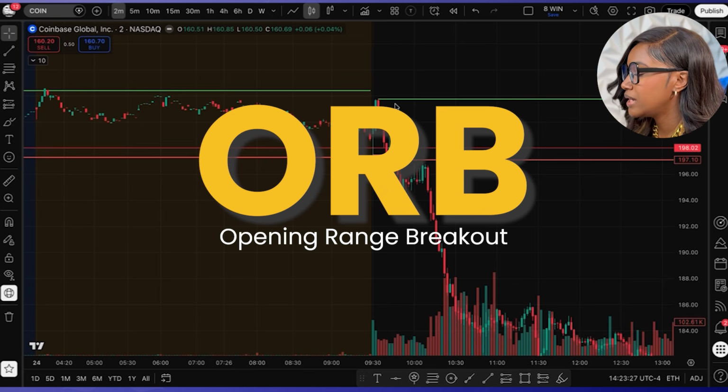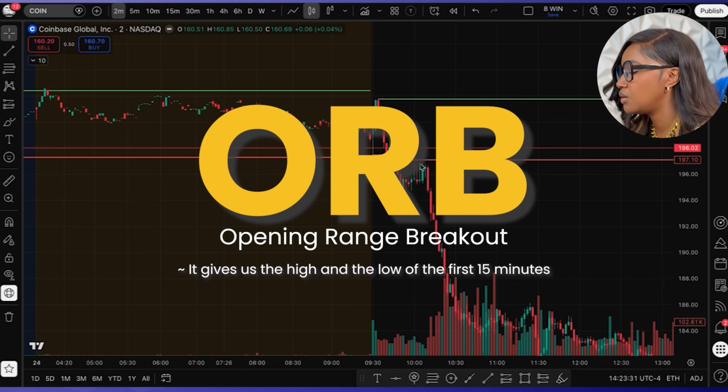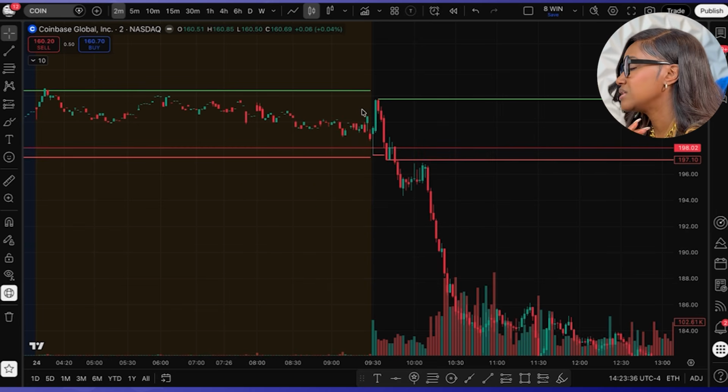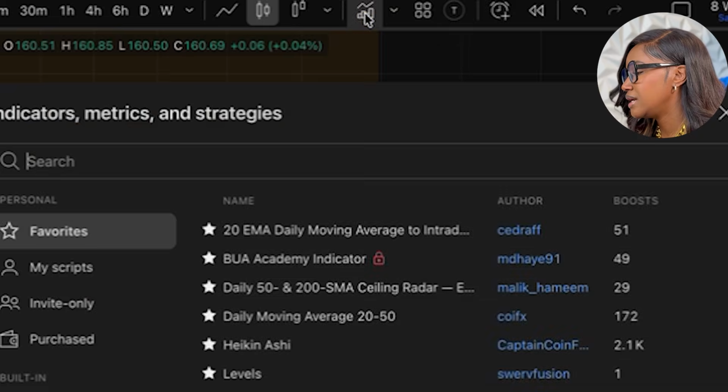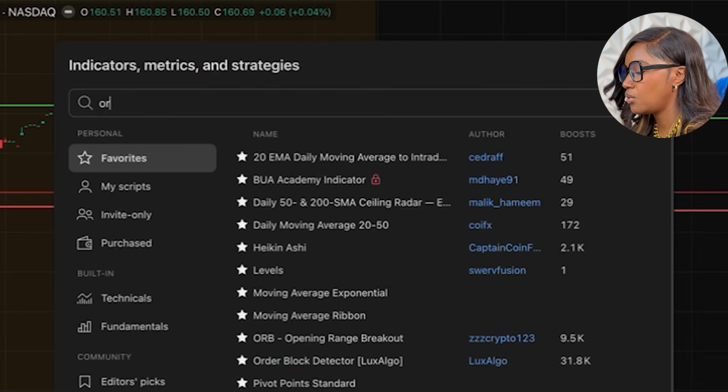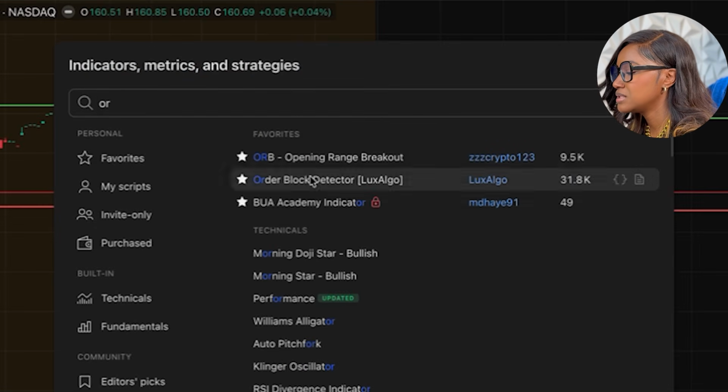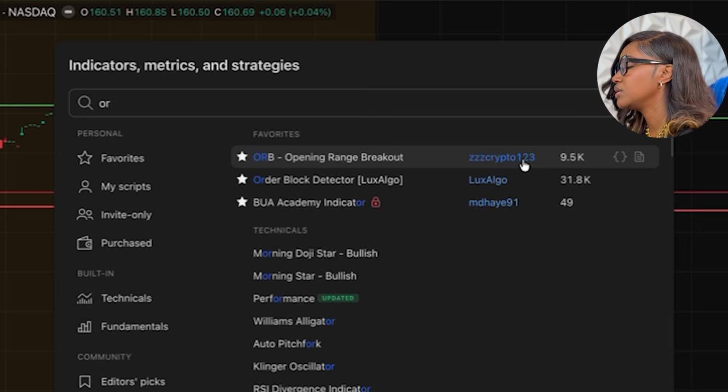And what the opening range breakout does, right? It gives us this data. It gives us the high and the low of price action for the first 15 minutes, okay? And instead of you having to plot that yourself, there's indicators that can do this for you. If you're on tradingview.com, you go to the indicator section and simply type in ORB. I like this one by ZZ Crypto 123.